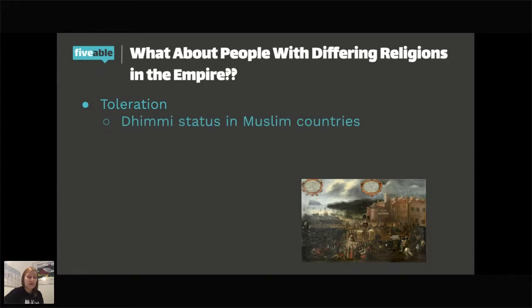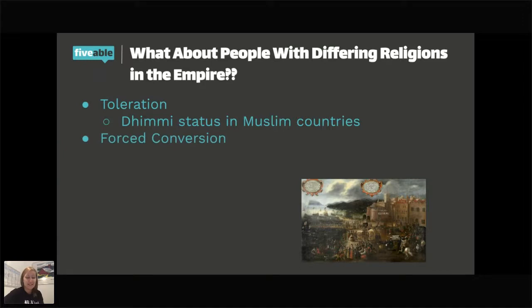And in some areas, we can see this with the example of dhimmi status in Muslim countries. Dhimmi status really means a protected person, referring, under Sharia law, to people of the book, particularly Jews and Christians, but it can also be used for other religions like Zoroastrians and Hindus and Buddhists and Jains, giving them a protected status, so that they could continue to practice whatever religion they choose, sometimes as long as they pay that jizya, or that extra tax.